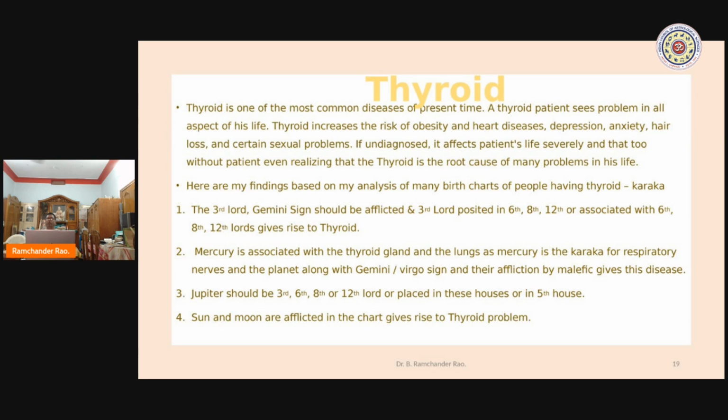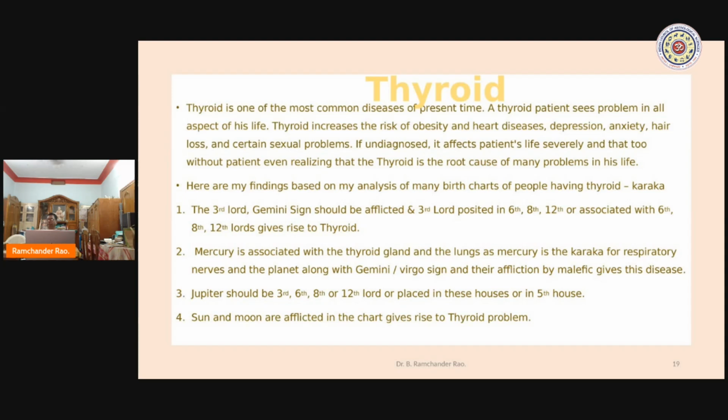Mercury is associated with the thyroid gland and the lungs. Mercury is the karaka for respiratory nerves, and the planet along with the Gemini or Virgo sign, and their affliction by malefics, gives diseases. Mercury is associated with thyroid glands and the respiratory system. Lungs also play an important role, and it deals with the respiratory nerves too, because it deals with the nerves. So respiratory nerves will deal with that. And the planet along with the Gemini, Virgo sign and the affliction by malefics gives this disease.